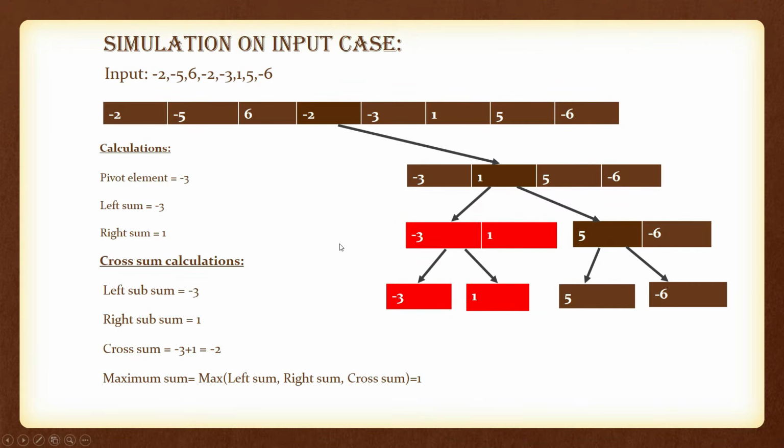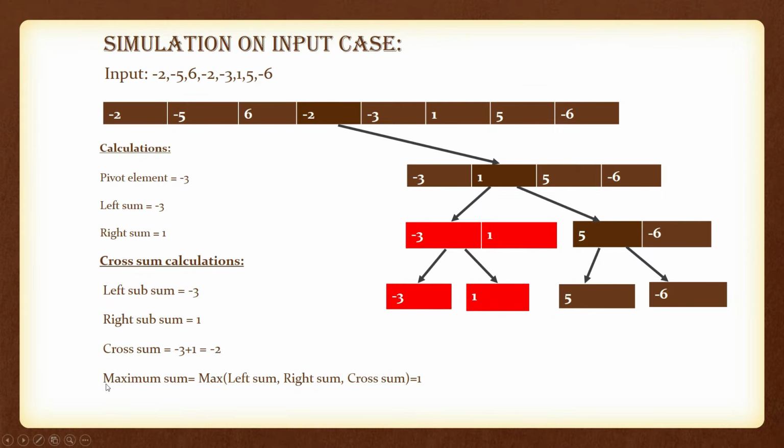In the bottom left of the slide, we can see that -3 and 1, both of them are individual subarrays. -3 is the left subsum and 1 is the right subsum. For the cross sum, we add the left subsum and right subsum, which is -3 plus 1 equal to -2.